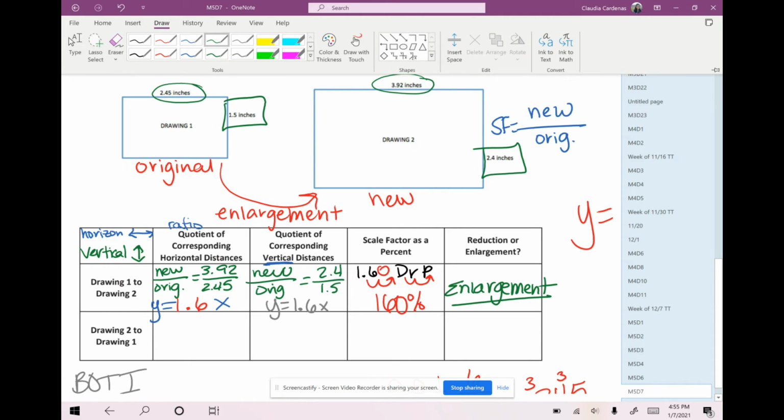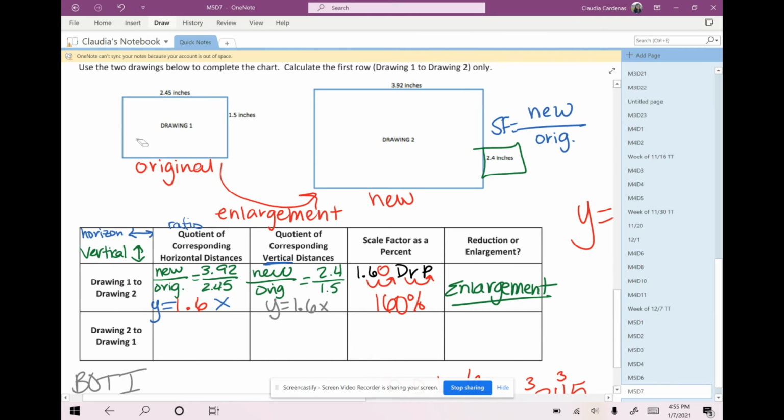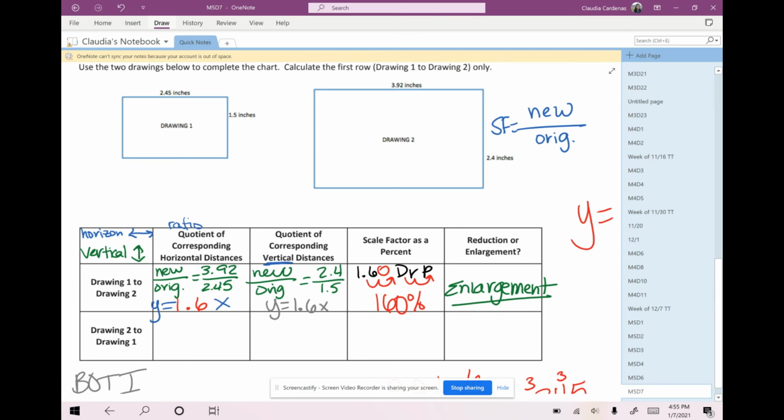Well, let's go ahead and take a snapshot of this, make sure it's in our notes, because now I'm going to erase what's on my visual so that we can now go from drawing 2 to drawing 1. We're going to keep everything that we have on the side and in the box, but now we're going this direction.